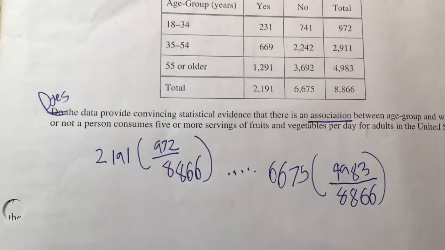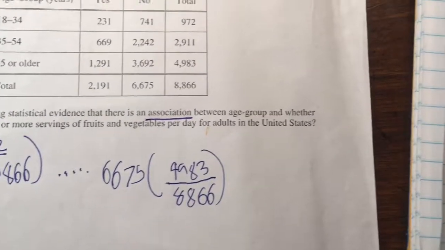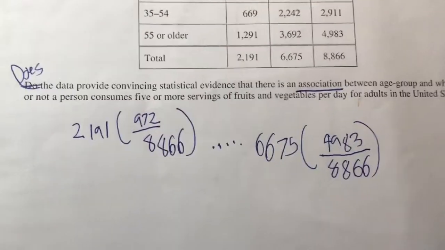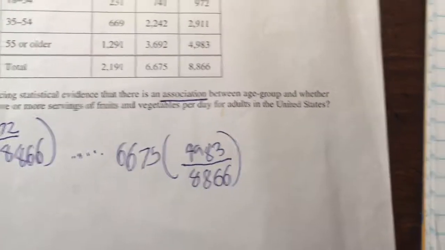All right, AP Stats Quideo 6, to jump right into it. Does the data provide convincing statistical evidence that there is an association between age group and whether or not a person consumes 5 or more vegetable servings of fruits per day in the United States?